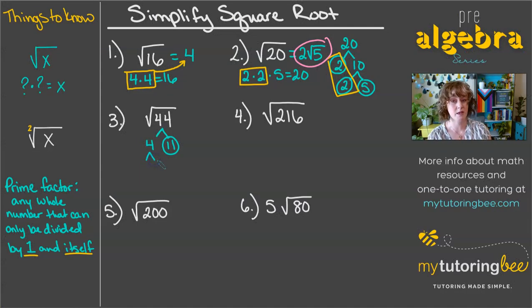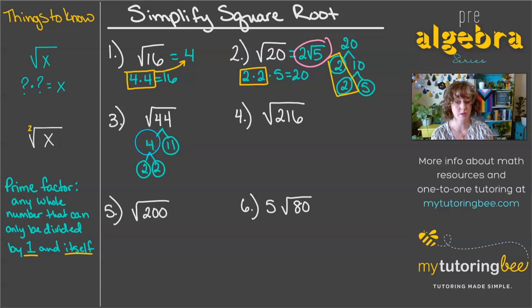However, 4, I can keep going. 4 is 2 times 2. Both of those are prime numbers, so I'm going to circle them. Some students like to circle, some students don't. I like to circle them because now that I'm here at the end and I have all of my prime numbers, I know that I'm just looking at these numbers in the circles.